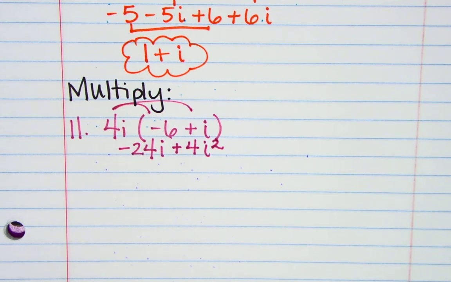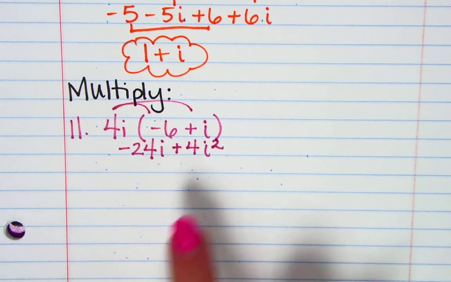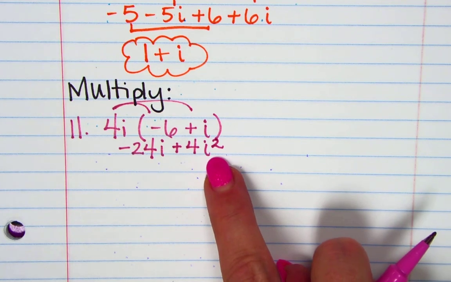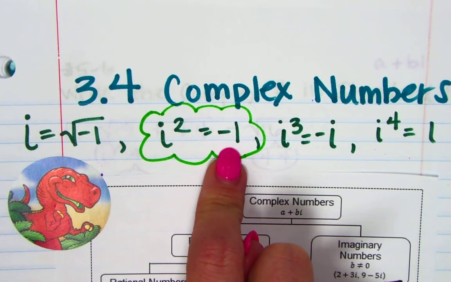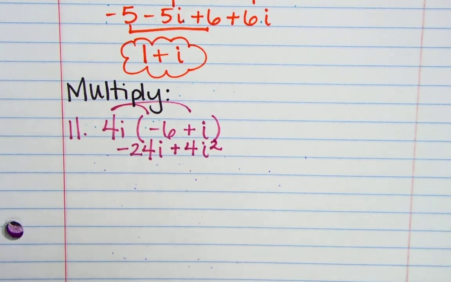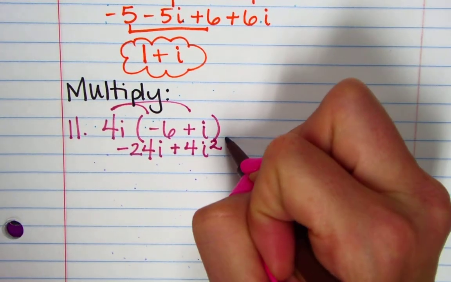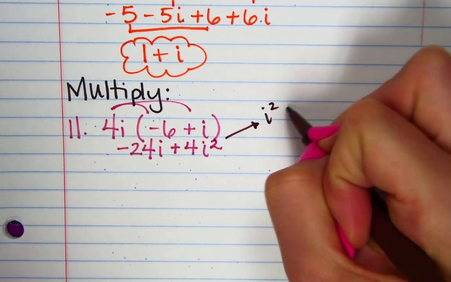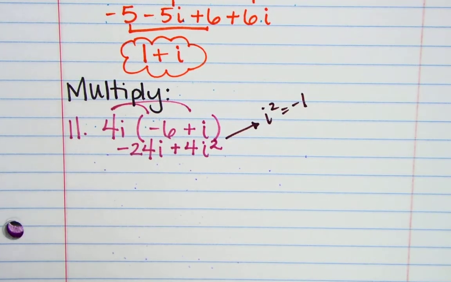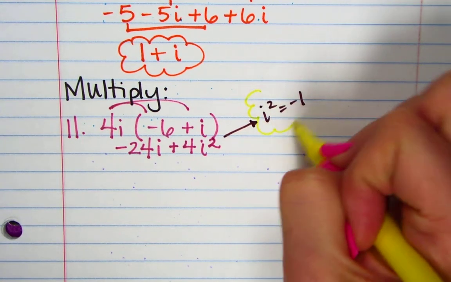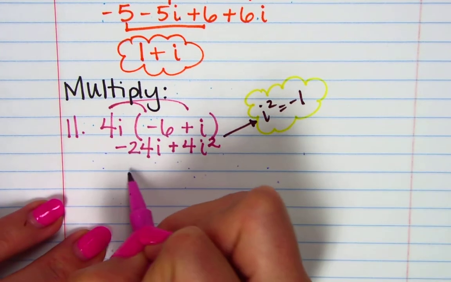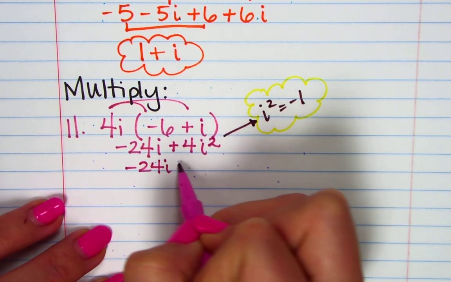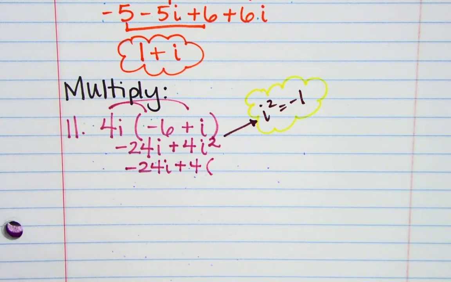But that's one of the new things that we learned. First of all, you're never going to see an i squared in a problem answer. You see it here, but the answer is never going to have it because i squared equals -1. So anytime you see i squared, we're going to change it. I'm going to make myself a little note right here so that I know why I changed it. i squared equals -1. I'm going to circle it and highlight it. That's why I'm going to change it on the next line of my problem. -24i plus 4. Replace the i squared with -1.